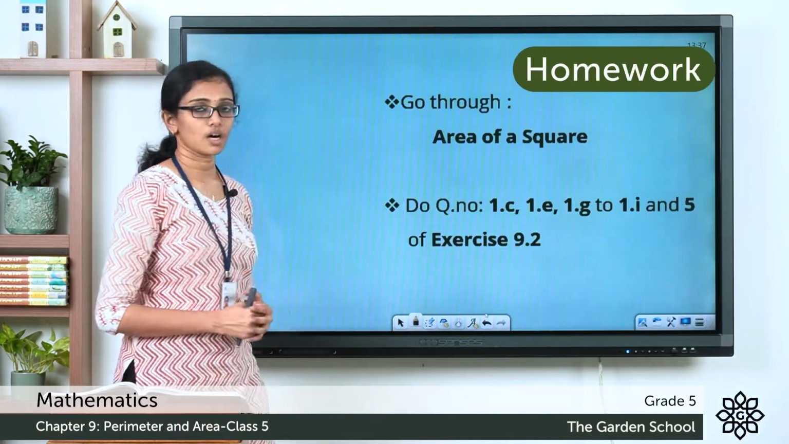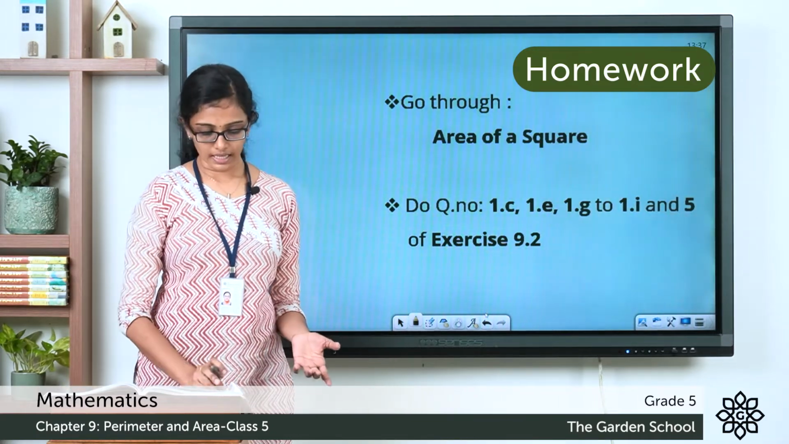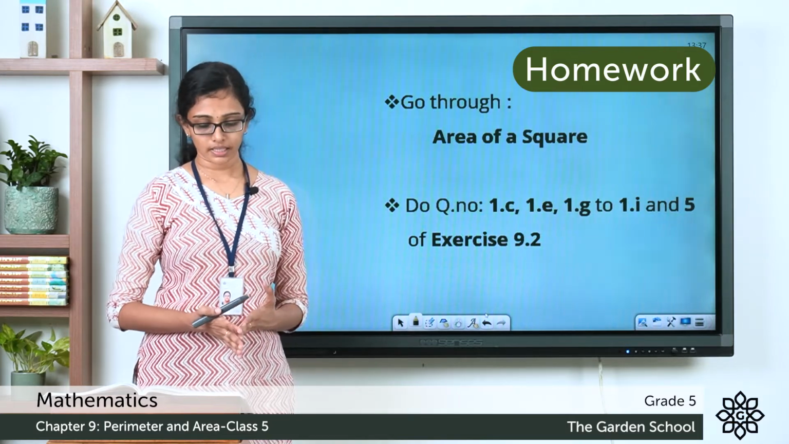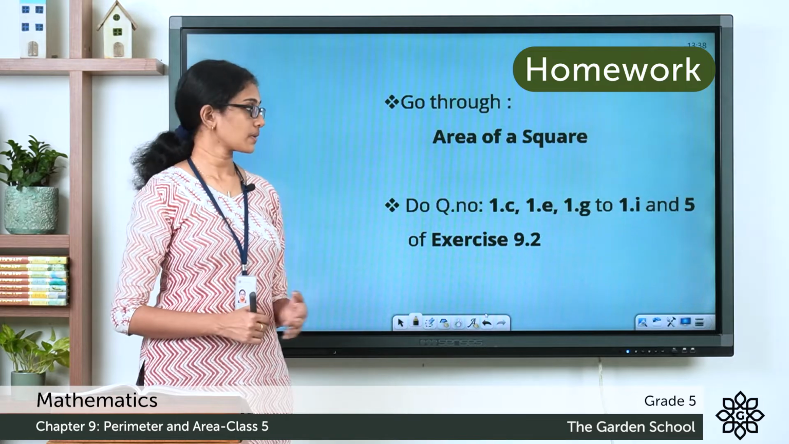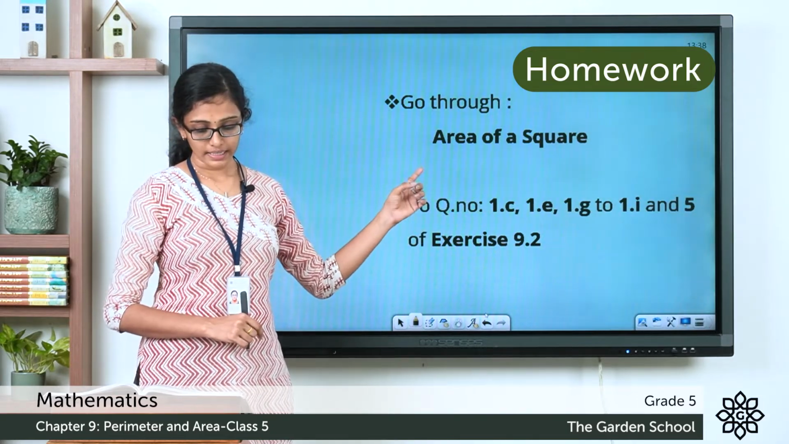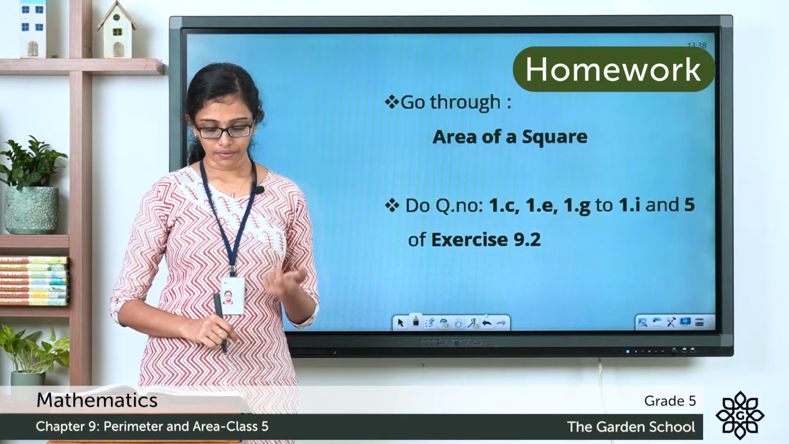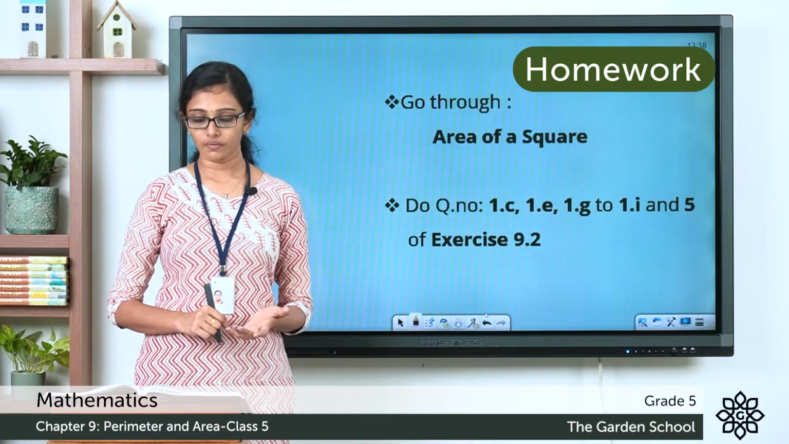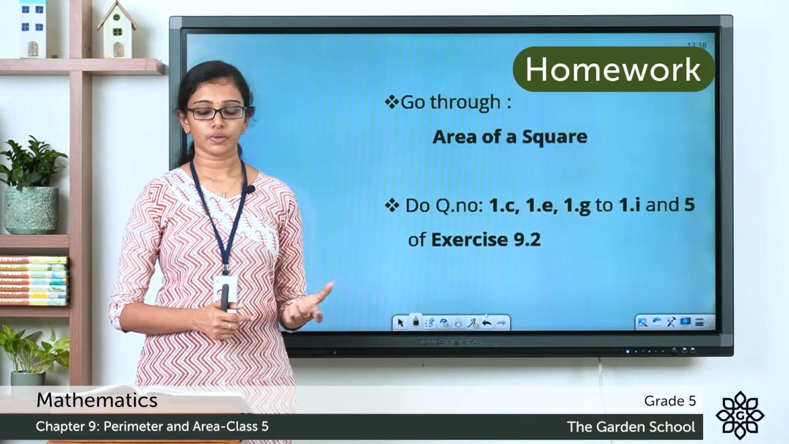Now you have to go through the topic area of a square in page number 143 and 144. Then once you have gone through it once again, you have to move on to exercise 9.2. You have to complete the questions 1C, 1E, 1G, 1I and also the word problem question number 5. And in the next page, page number 145, you can see the value education question there. Please go through that question also.